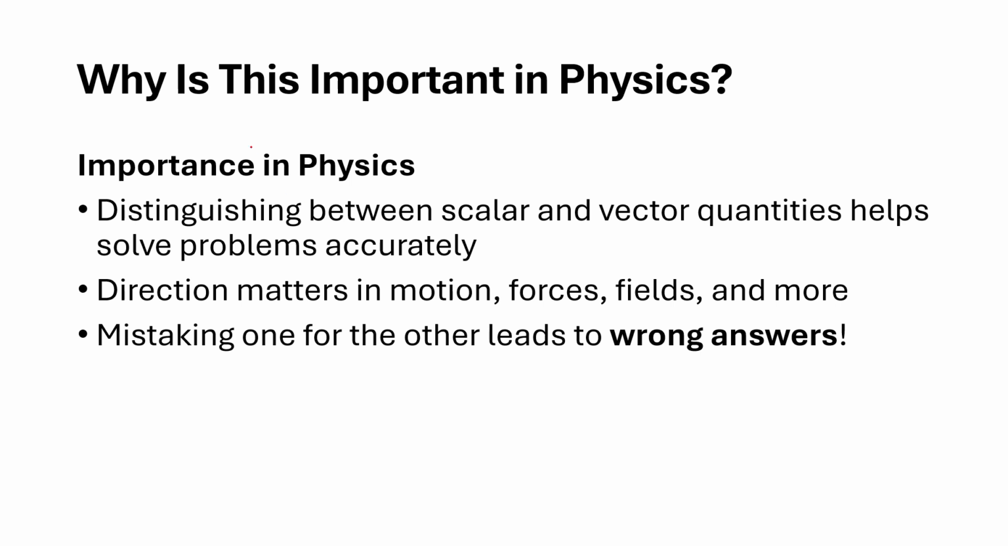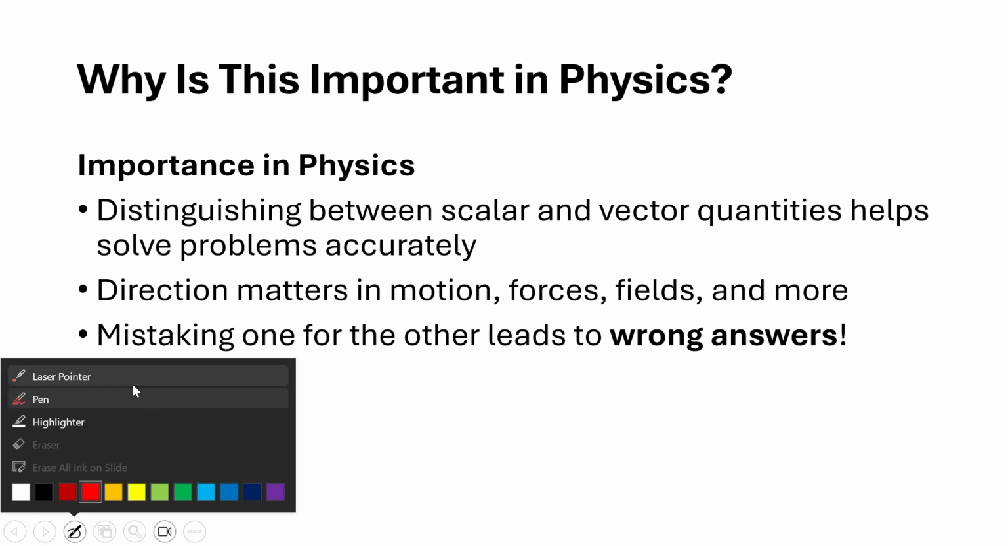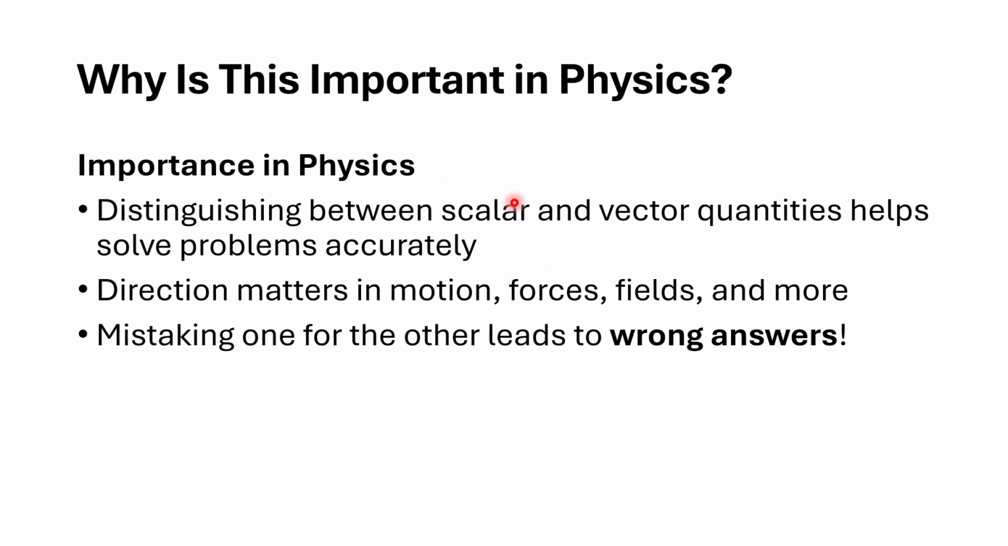Why is this important in physics? Why do we make them different from one another, and why do we distinguish between scalar and vector quantities? For example, if we have no such distinction and somebody tells us to find this quantity, and we don't know whether it is a vector or a scalar, then we will not know what formula we should use: that of scalars, of vectors, of both, or something else.